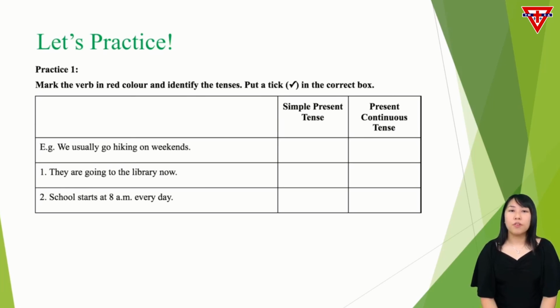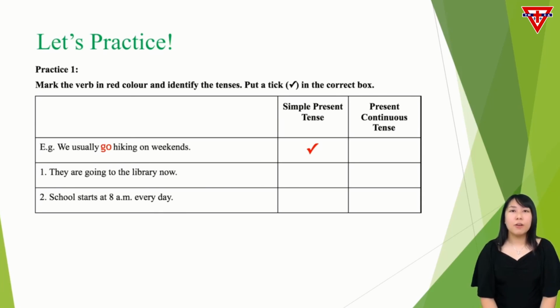Here, we have the verb to do go after the subject we, and therefore, we can mark go in red color. After that, let's take a look at the prepositional phrase, on weekends. The phrase tells us that the action go hiking takes place every weekend. Therefore, the sentence is in simple present tense.